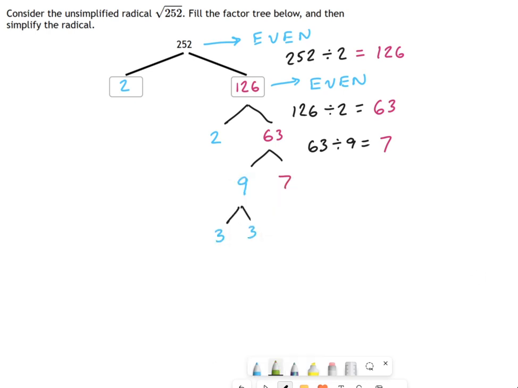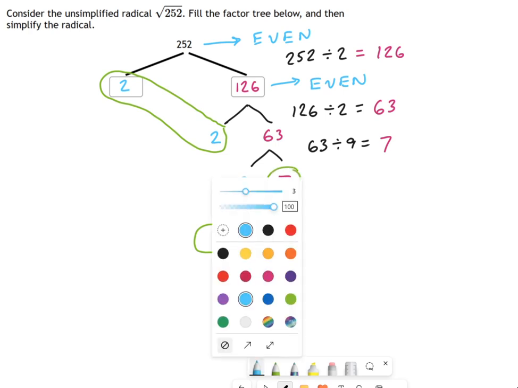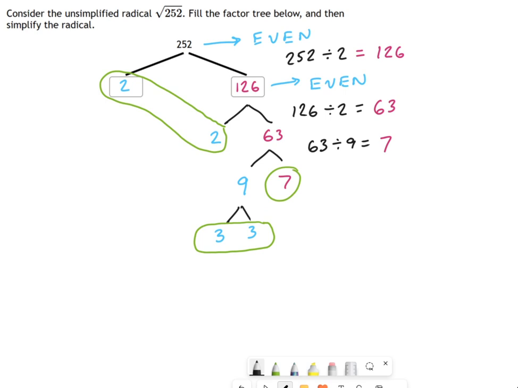But the question is, what do we do with all these numbers? Well, you take a look at everything that's at the end of a branch. So for example, this pair of 2s and this pair of 3s and this little 7 sitting over here. Those are the ends of my branch. And that's going to tell me how to simplify the radical. Well, watch what happens. I take my square root of 252 and I say, okay, that's the square root of this 2 times 2 and the 3 times 3 and the 7.